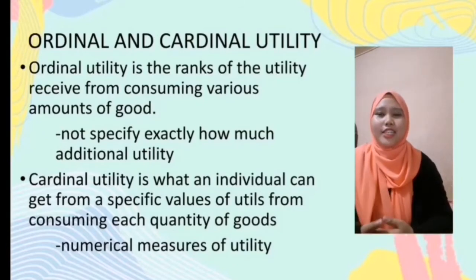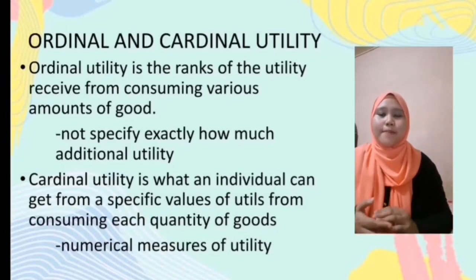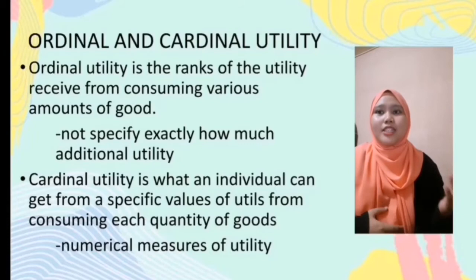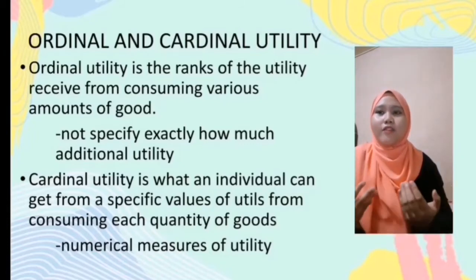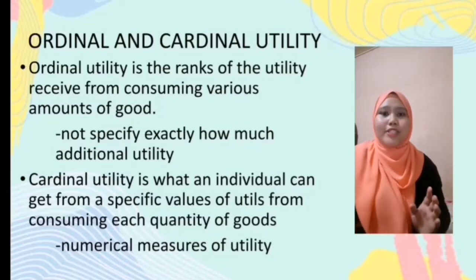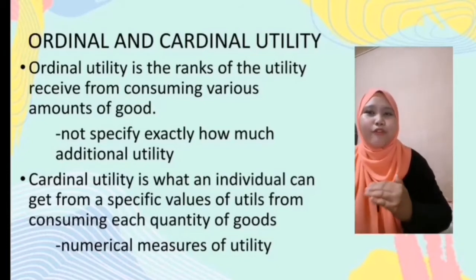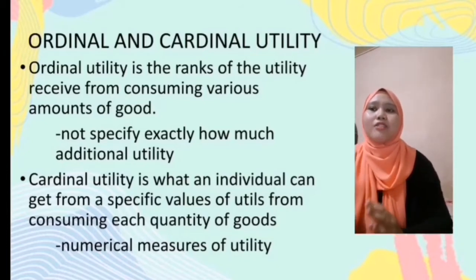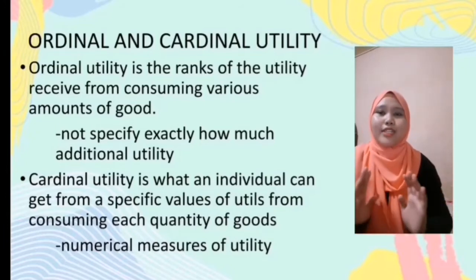Ordinal utility is the ranking of the utility received from consuming various amounts of a good. For example, ordinal utility shows that consuming 2 hamburgers gives the individual more utility than consuming 1 hamburger, but it does not specify exactly how much additional utility the second hamburger provides. Similarly, ordinal utility would say only that 3 hamburgers give this individual more utility.